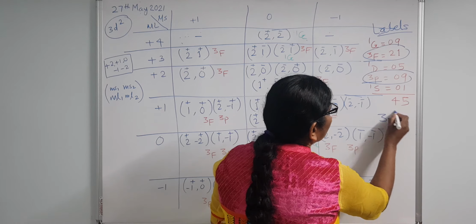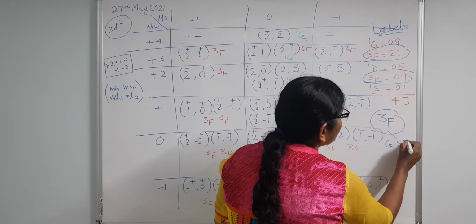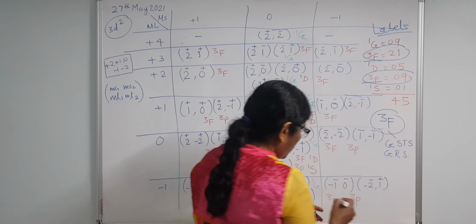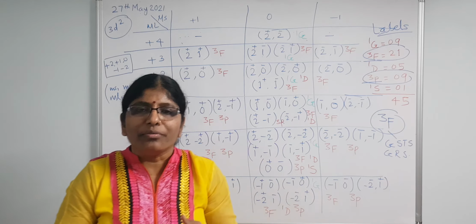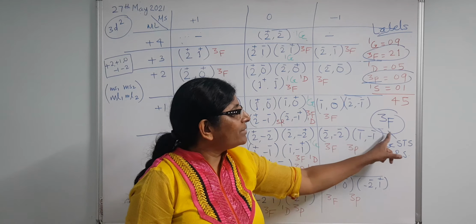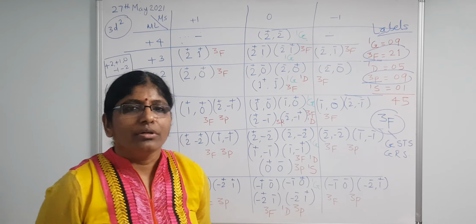This is the RS term, the ground RS term, we can say our ground state term symbol. If you know how to get the RS term for the 3d2 configuration, if you have done it earlier, then you might be knowing this answer. 3F is the ground state term symbol for the 3d2 configuration. Okay, thank you.